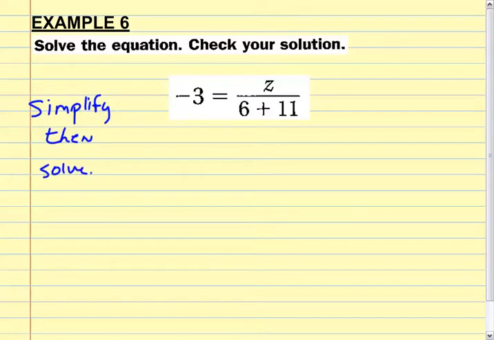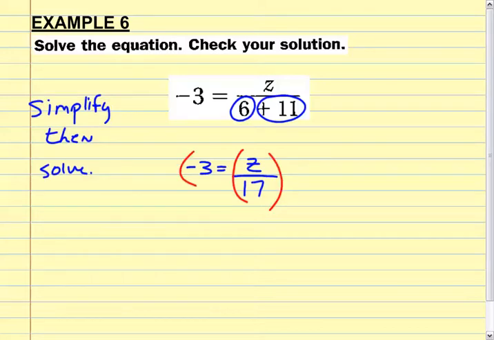Is there anything I can do to simplify this? Gray? You could do 6 plus 11. 6 plus 11. What do I get? You get 17. I get 17. So now I've got z over 17. Now, Bennett, what's happening between the z and the 17? Division. How do I undo division? Multiplication. All right. I need to multiply both sides by 17.